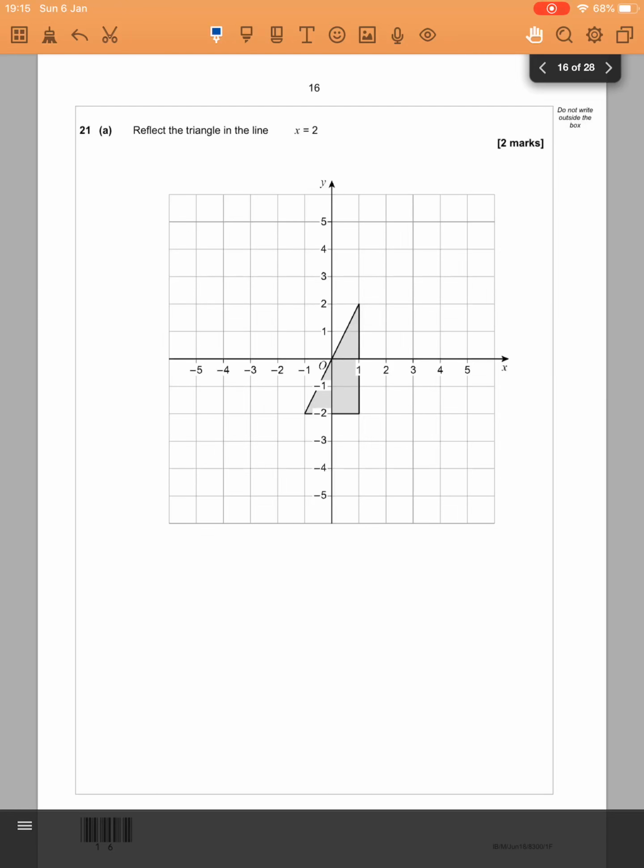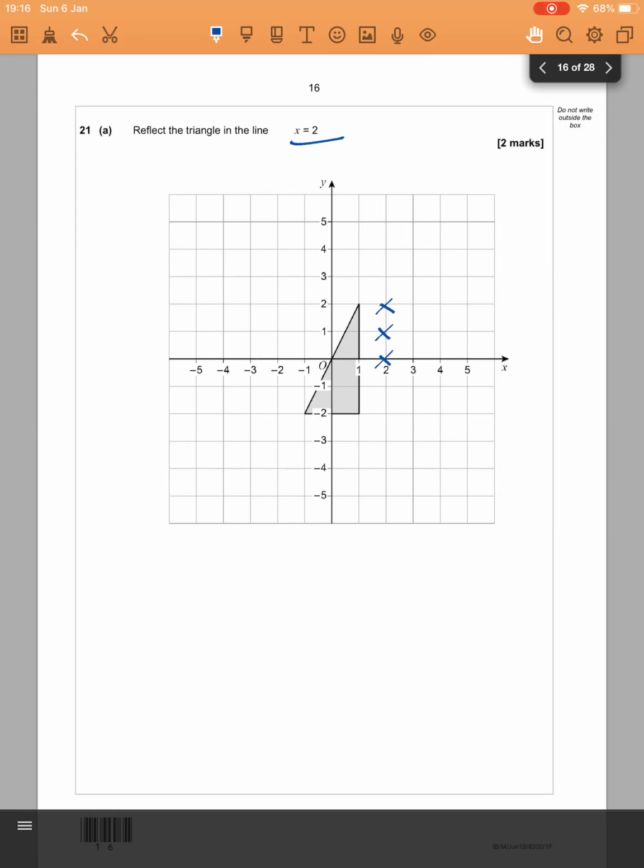Question 21, part A, reflect the triangle in the line x equals 2. So this line x equals 2, we're looking for any coordinate that follows the rule x equals 2. So we've got an x coordinate of 2 here. We also have an x coordinate of 2 here, because this is the point where there is 2 in the x direction, 1 in the y direction.